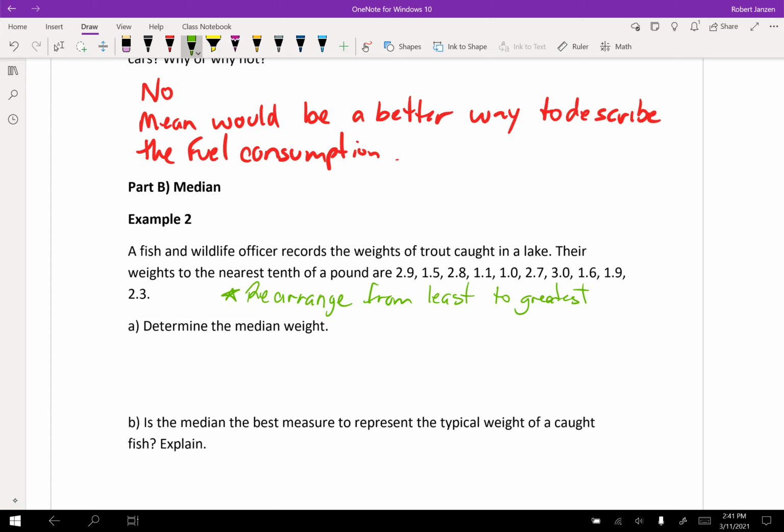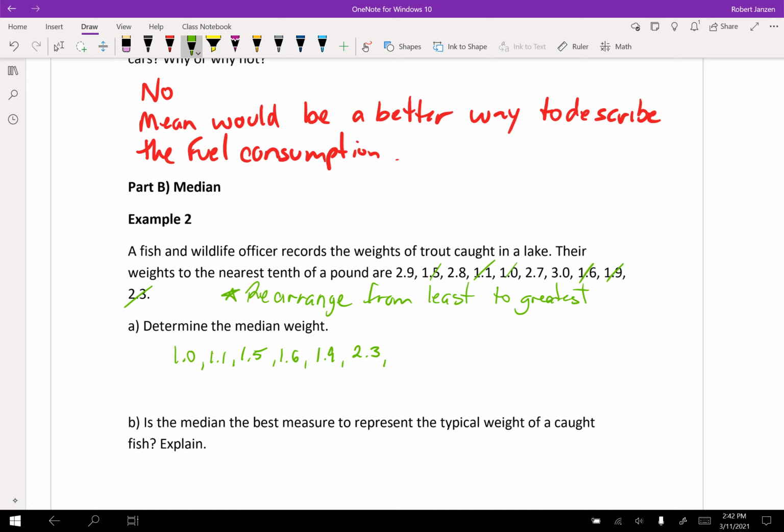Okay, so let's go through this list. What's the smallest number? It looks like 1. And then I have 1.1. And then I have 1.5. And then 1.6. Okay, notice that I'm crossing them off as I write them down. That way I know what I've written down and what I've forgotten. Okay, looks like 2.3 is the next one.